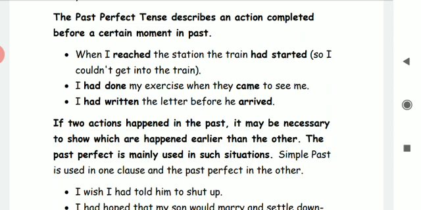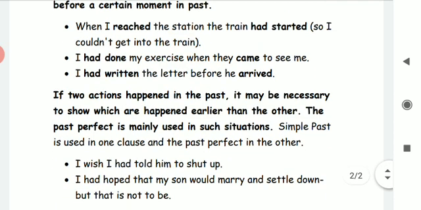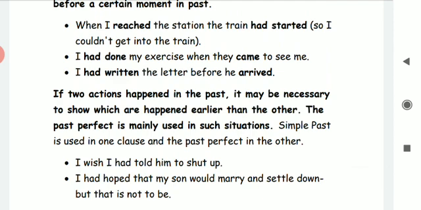Now certain again two sentences, try to understand these two sentences as well. I wish I had told him to shut up. When you say I had told, it's past perfect tense. Okay? Another sentence. I had hoped that my son would marry. I had hoped, again past perfect tense, that my son would marry and settle down, but that is not to be. Okay? Now both the sentences you will find some desire is there, some wish is there. You are basically demanding something, and that too earnestly. This is when we are using past perfect tense.